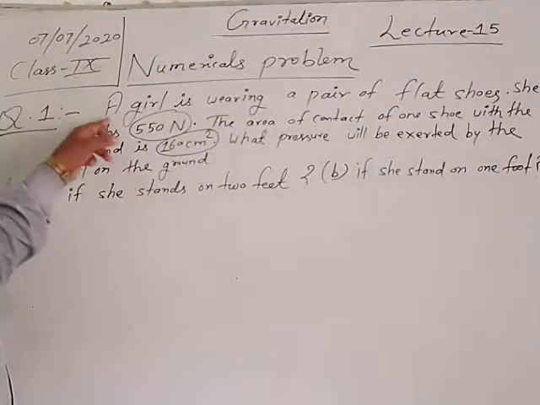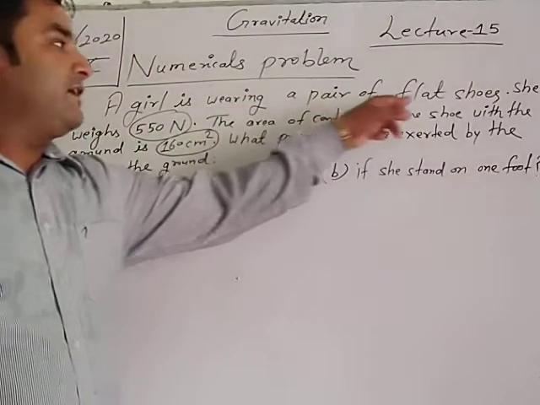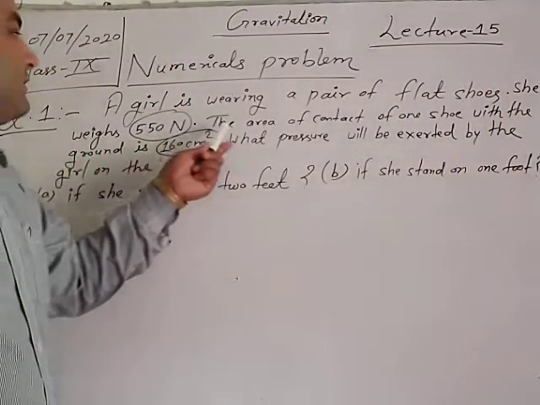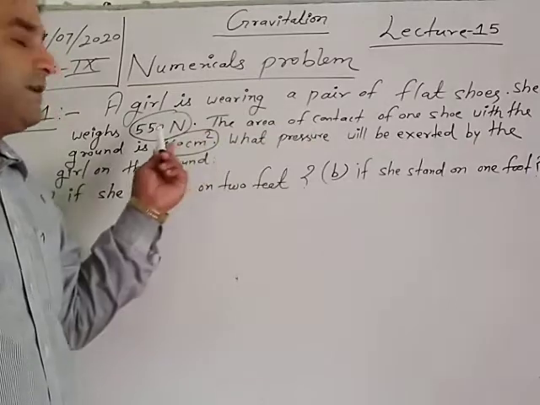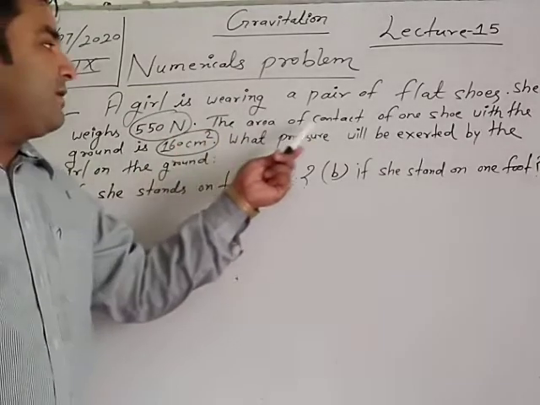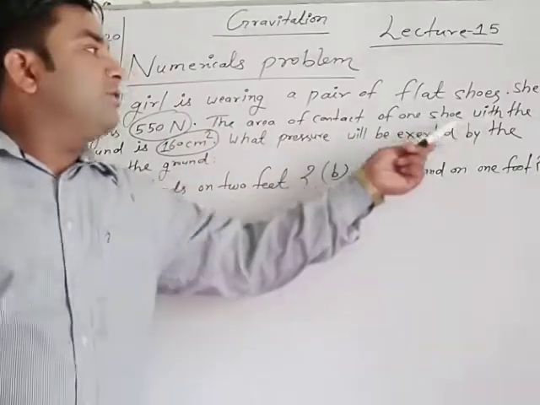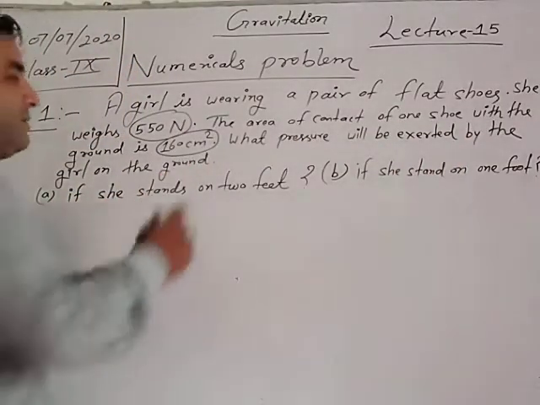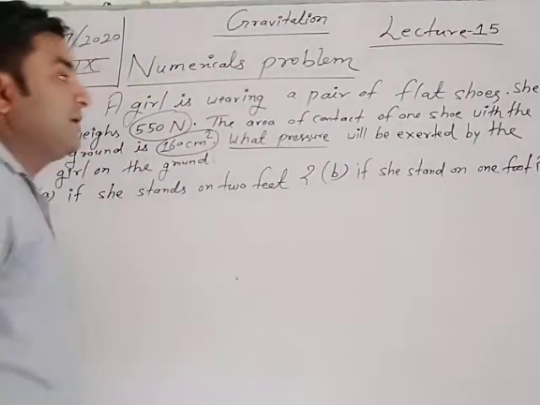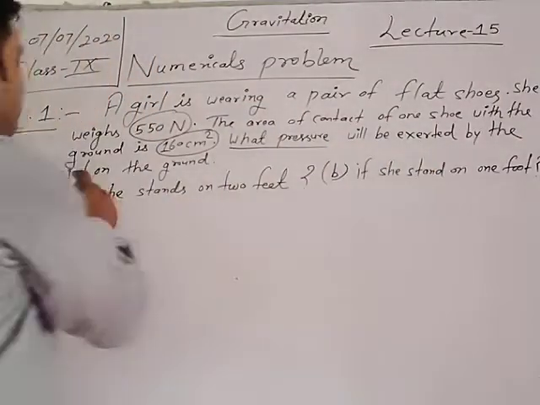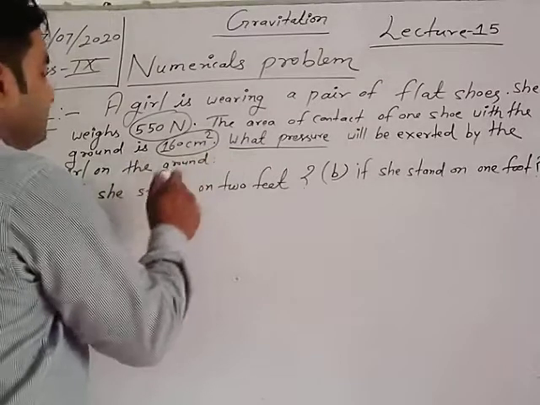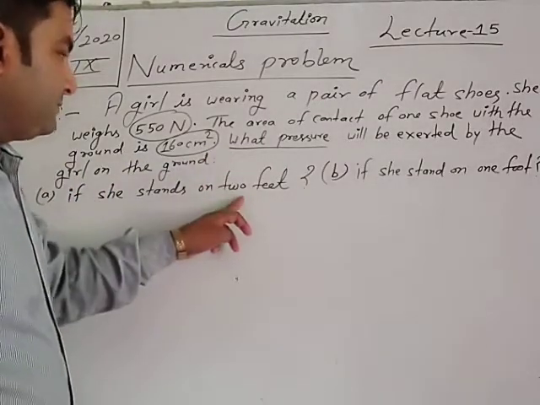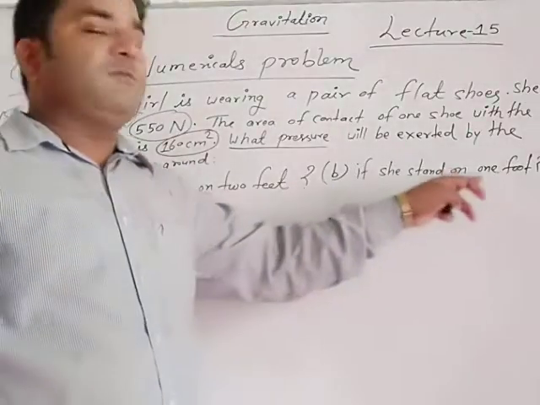First, a girl is wearing a pair of flat shoes. She weighs 550 Newton, which is the concept of force. The area of contact of one shoe with the ground is 160 centimeter square. We have to calculate what pressure will be exerted by the girl on the ground, if she stands on 2 feet, and second, if she stands on 1 foot.